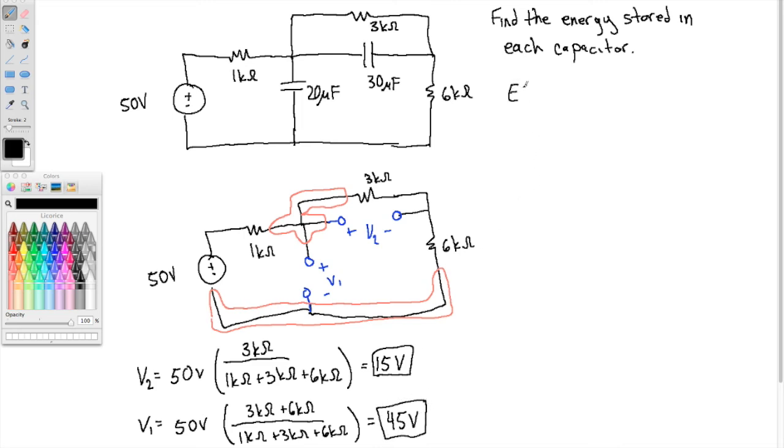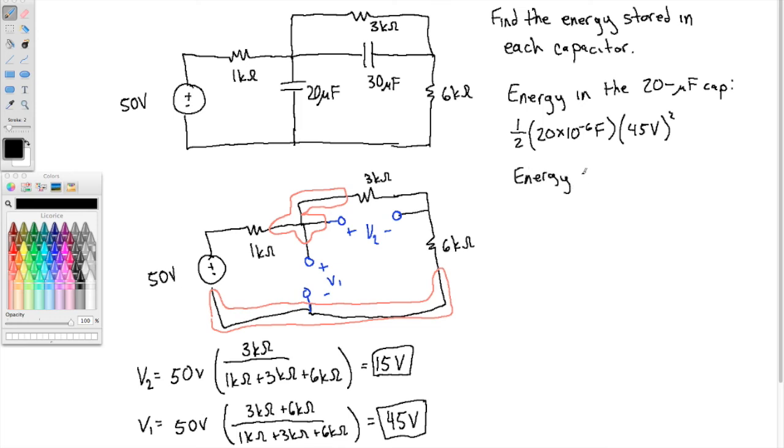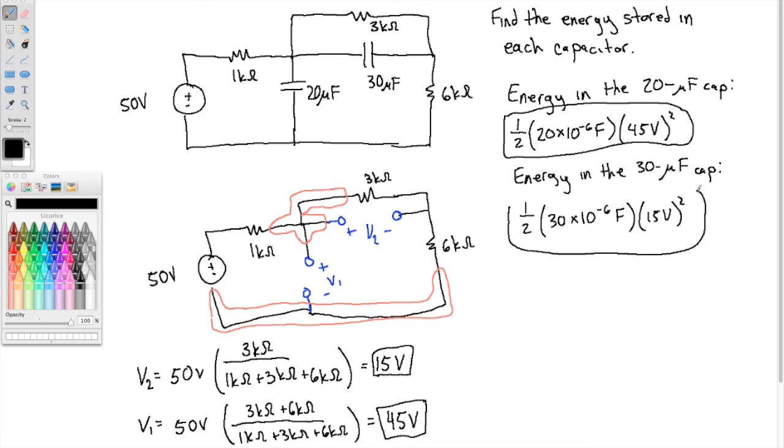Alright, so now we're good to go. The energy in the 20 microfarad capacitor is 1/2 times 20 times 10 to the minus 6 farads times 45 volts squared. And the energy in the 30 microfarad capacitor is 1/2 times 30 times 10 to the minus 6 farads times 15 volts squared. Okay. Plug it into the calculator, see what you get. But that is the answer.